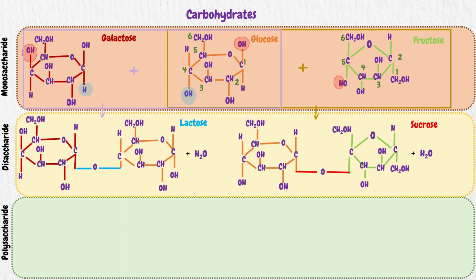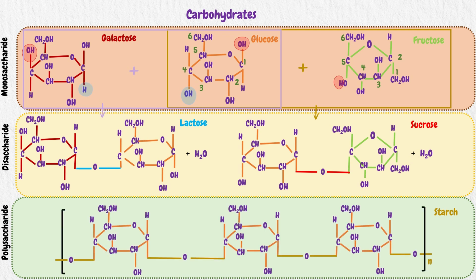Next in carbohydrates are polysaccharides, and an example includes starch, in which many glucose molecules are attached to each other. Other examples of polysaccharides are glycogen and cellulose.